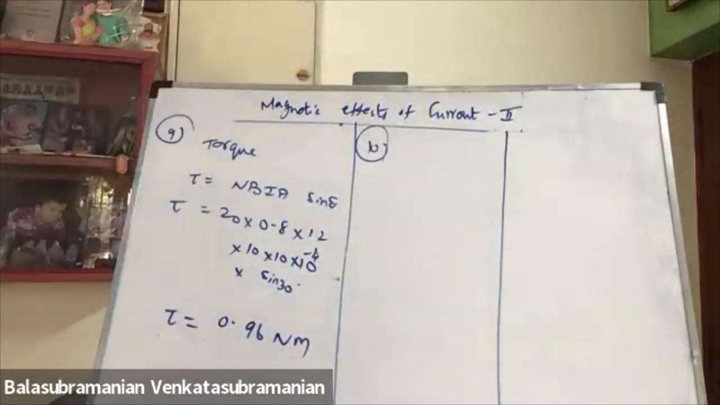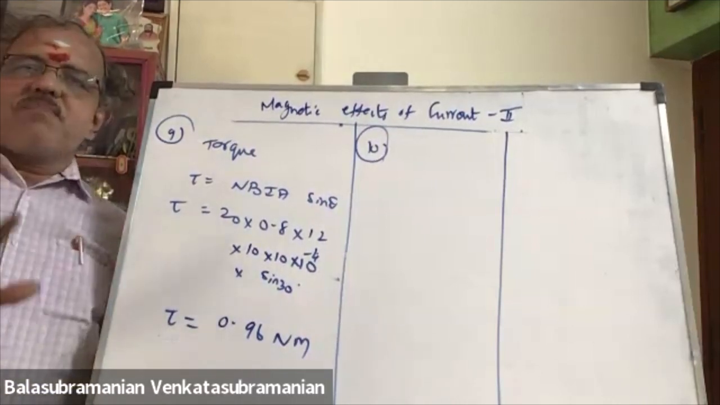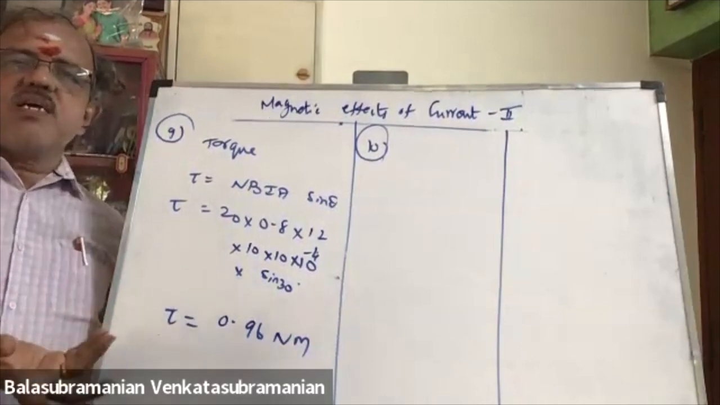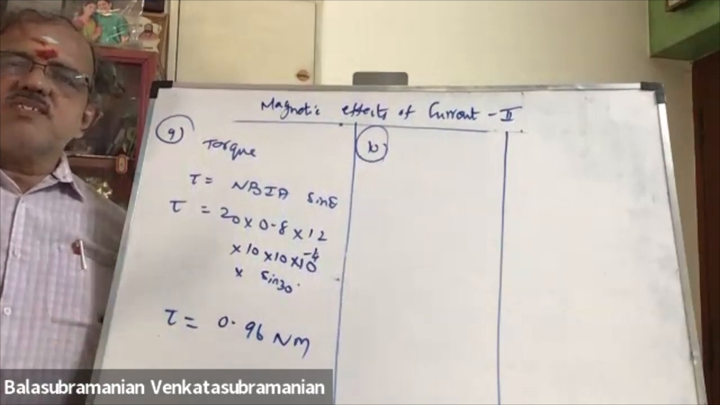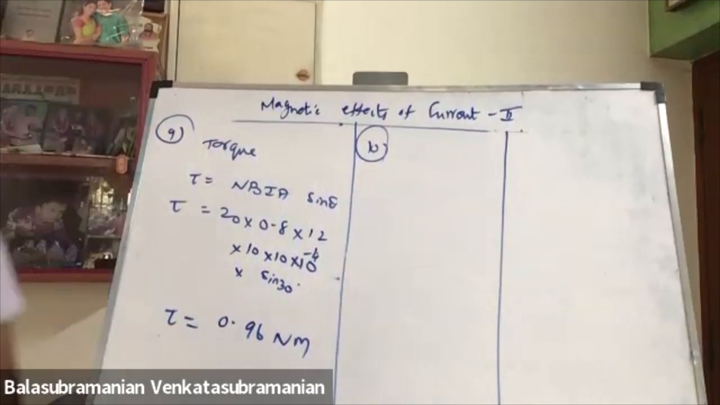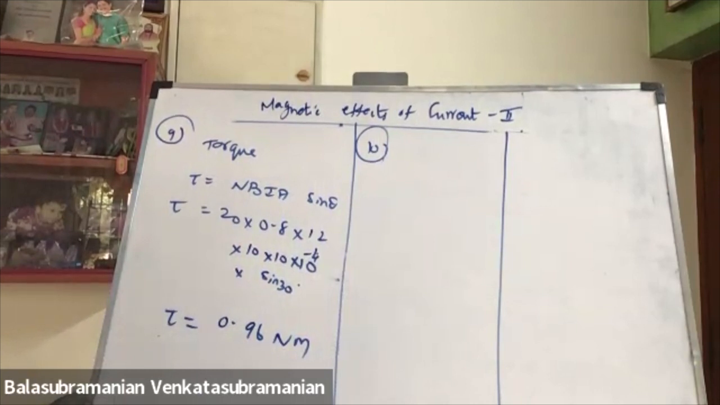10th one. In a chamber, uniform magnetic field of 6.5 Gauss. One Gauss means actually 10 power minus 4 Tesla. So to confuse you they are giving in terms of Gauss. SI unit is Tesla only. 1 Gauss means 10 power minus 4 Tesla. An electron is shot into the field with a speed of 4.8 into 10 power 6 meter per second, normal to the field.